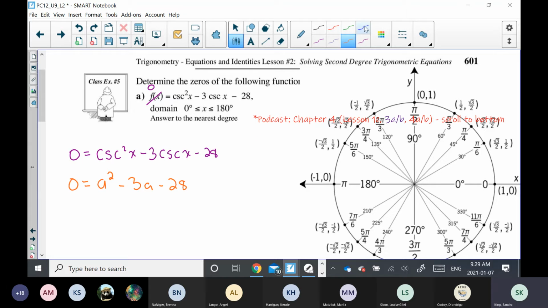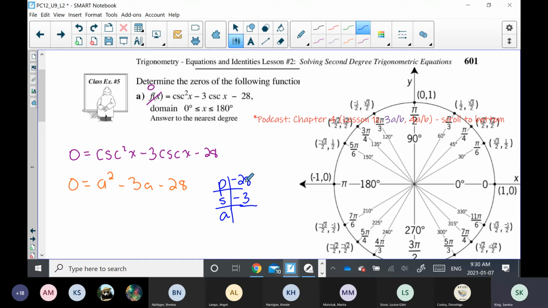Okay, say to yourself, is this a PSA 1 or is this a PSA 2 question? This would be a PSA 1. So we're looking for what gives us the product of negative 28 times 1, which is negative 28. And what gives us the sum of negative 3.